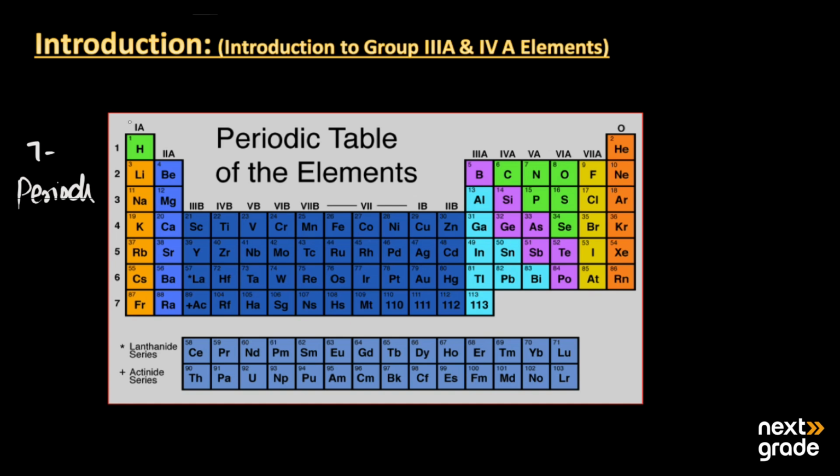On the other hand, these vertical columns show the different groups in the periodic table. Groups have been divided into two categories, A and B. So there are two blocks in the periodic table, the group A elements and the group B elements. Today we will discuss the group 3A and group 4A elements in the periodic table, that is over there. It's group 3 and it's group 4. We will study these two groups separately.